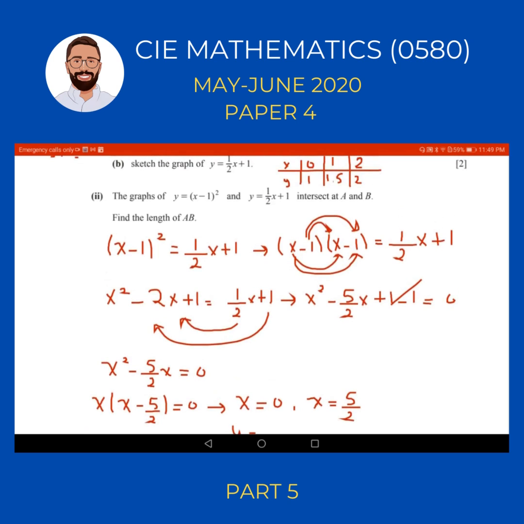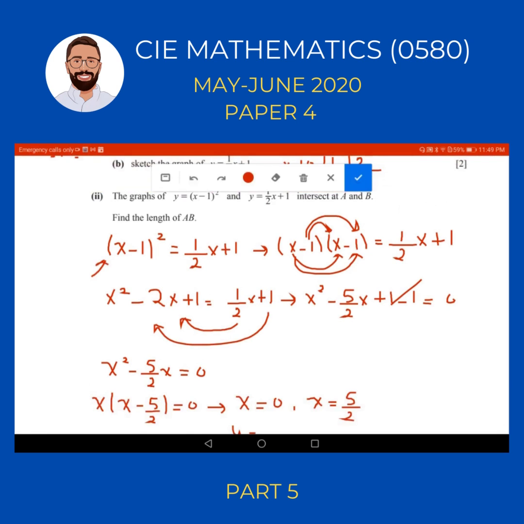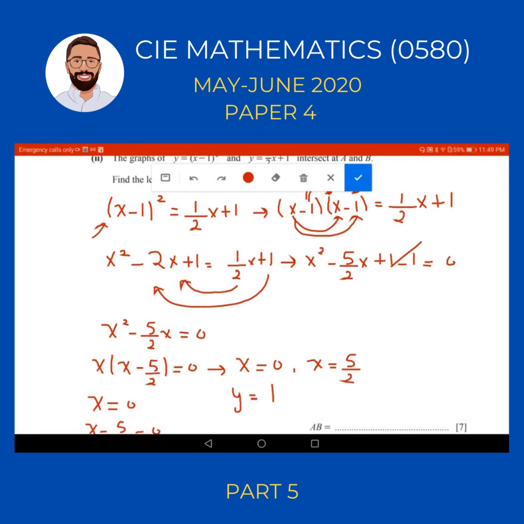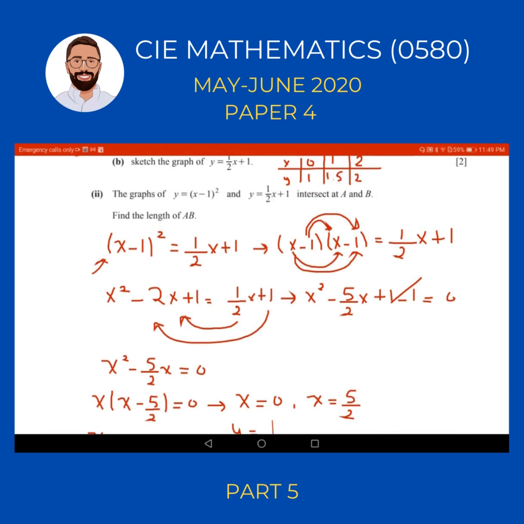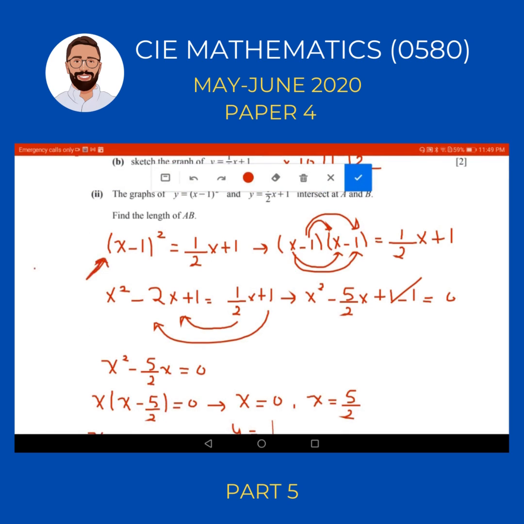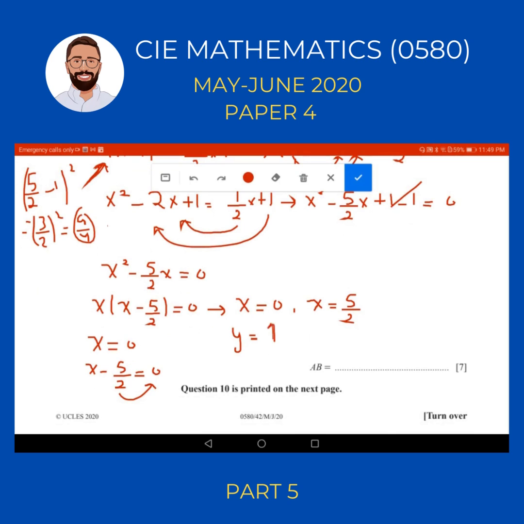So if I substitute x equal to 0 in the graph y equals x minus 1 squared, it's 0 minus 1 squared, which is 1. So y is 1 when x is 0. And if I substitute x equals 5 over 2 into this equation, 5 over 2 minus 1 all of it squared is equal to 3 over 2 squared, which is equal to 9 over 4. So the y coordinate is 9 over 4. So this is 1, and this is y equals 9 over 4.